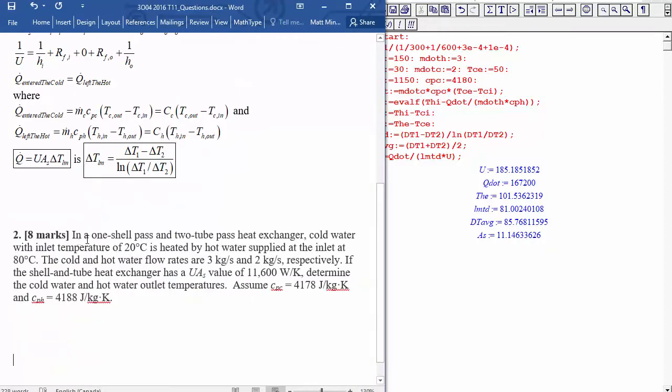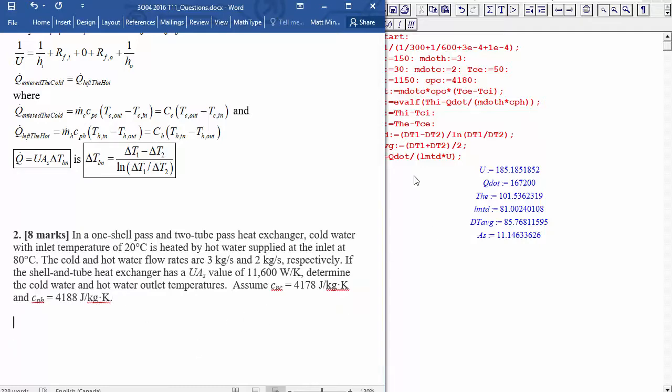Question 2 says, in a 1 shell pass and 2 tube pass heat exchanger, cold water with an inlet temperature of this is heated by hot water supplied at the inlet at this. The cold and hot water flow rates are this and this. If the shell and tube heat exchanger has UAS of that, figure out the cold water and hot water outlet temperatures. Assume these heat capacities.